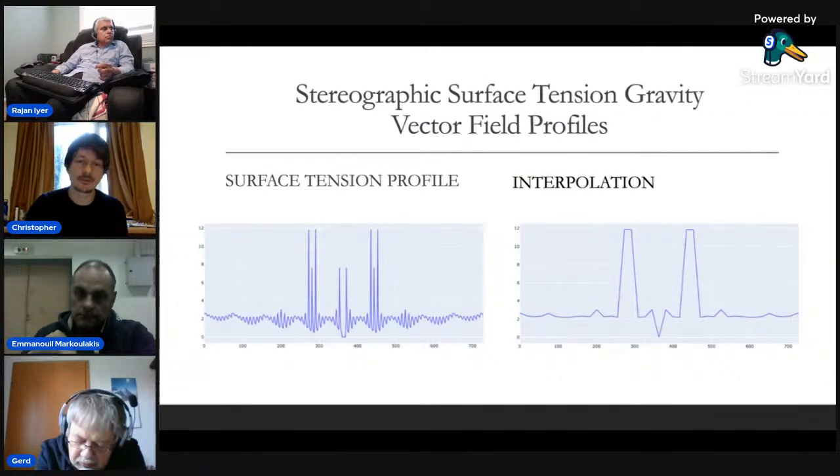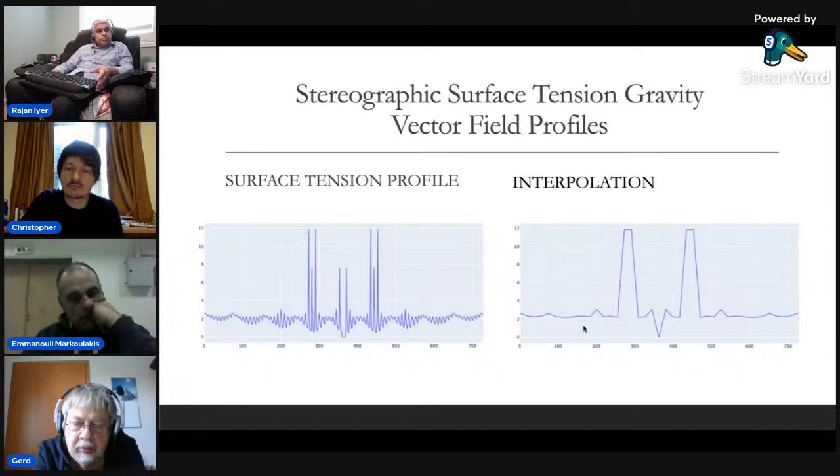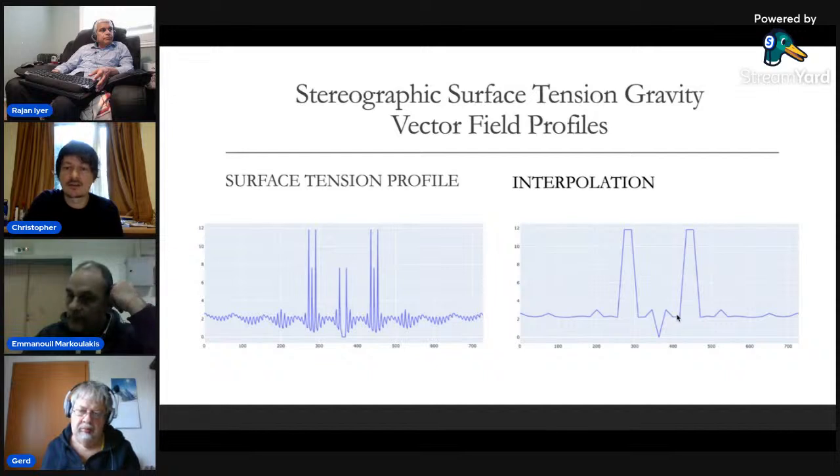So taking the previous three-dimensional stereographic projection vectors and doing the same thing, creating a vector field profile, we get a lot more data. Here's the surface, and this is the interior. So we get big spikes just close to the interior as well. We can again try and interpolate that to smooth it out a bit, and the structure remains. So that's a positive result in that sense.